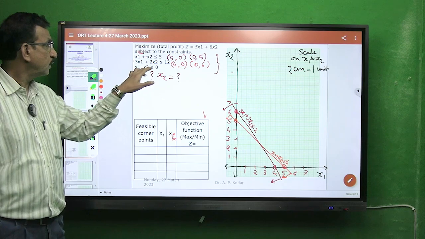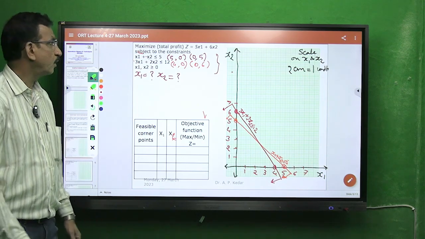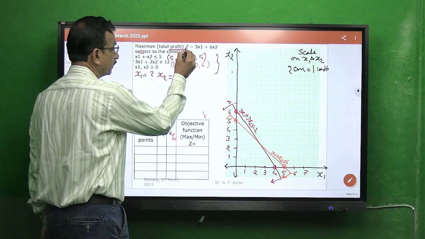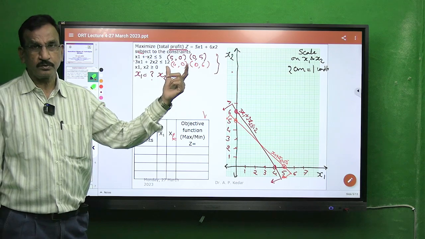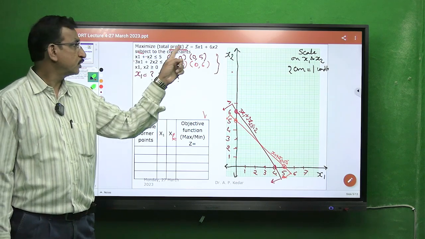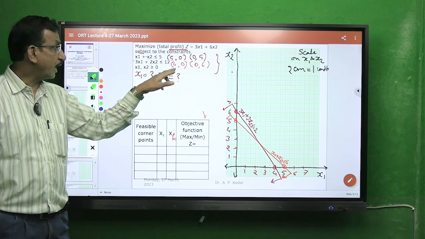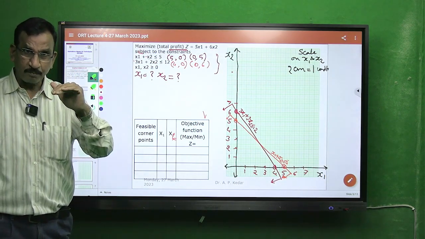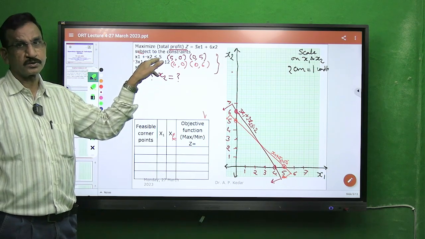Now since these two constraints are given and the objective function is to achieve this total profit, remember this is a very important aspect: this total profit can only be achieved if you simultaneously, I am using the word, you simultaneously at the same time satisfy these two constraints.